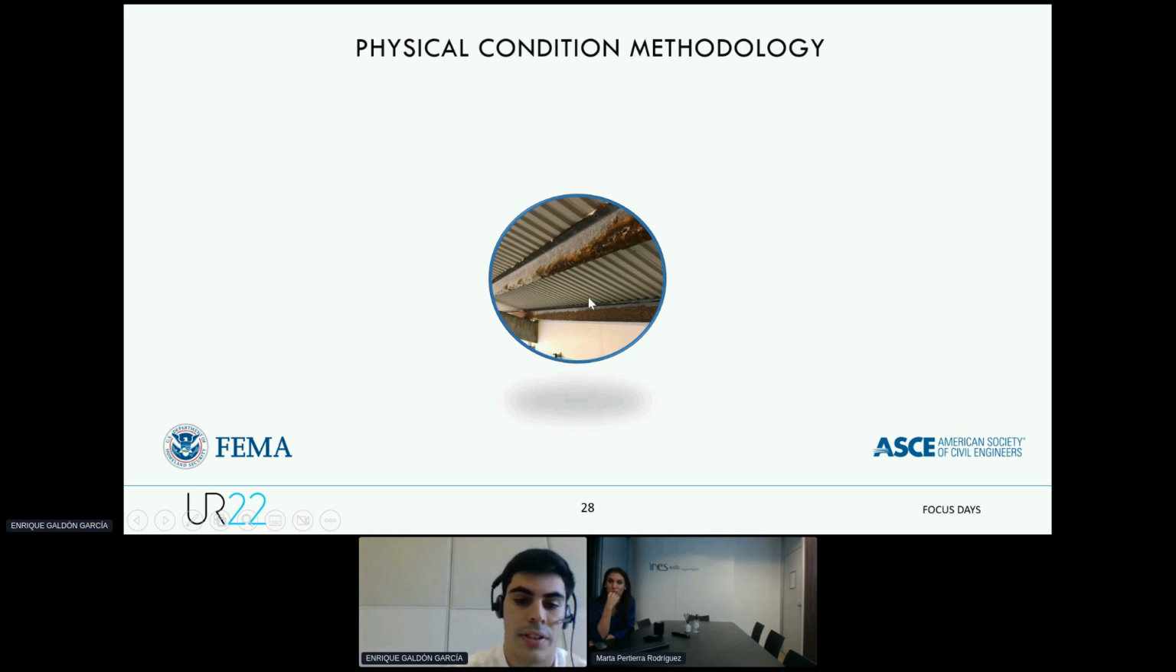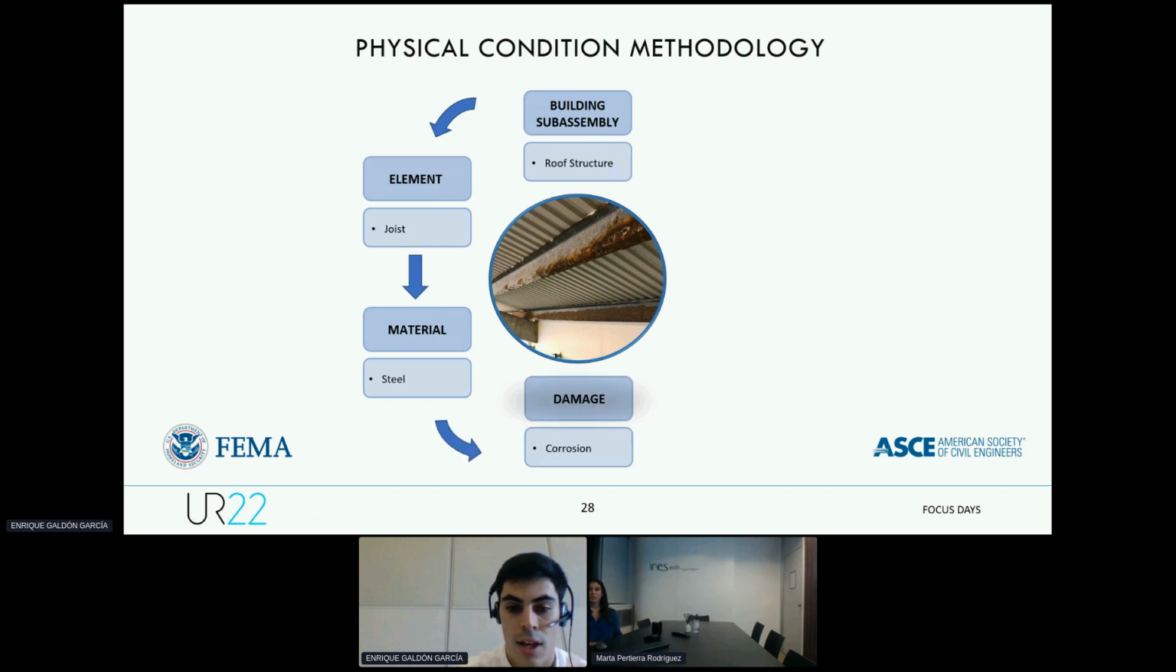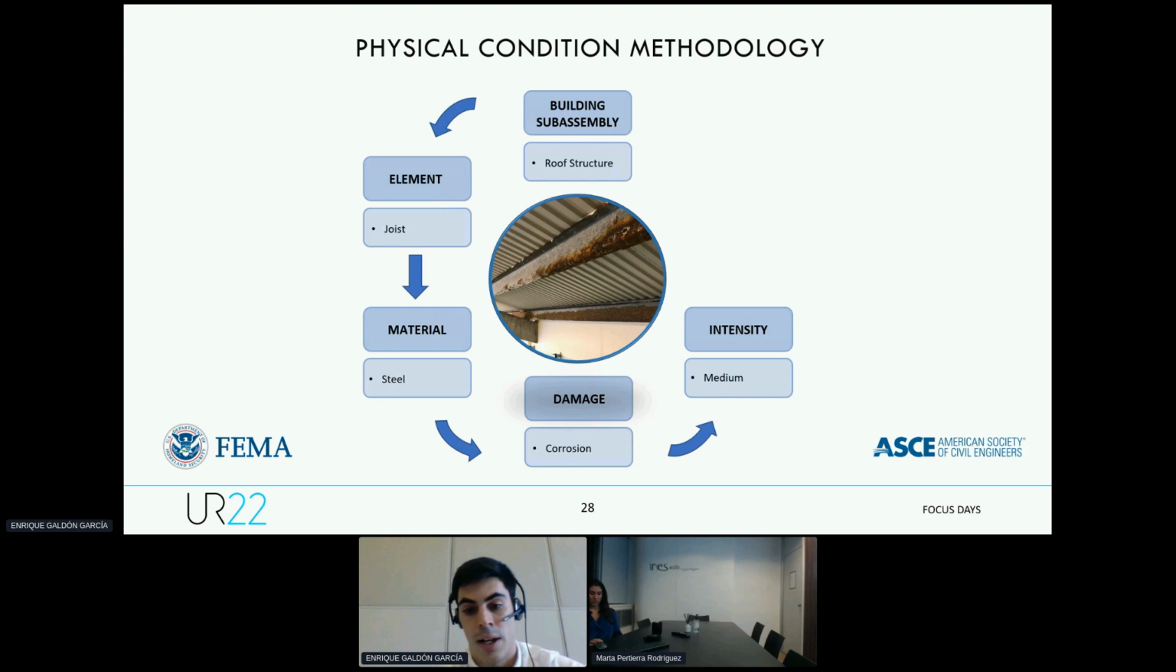Well, once we identify the damage, it's necessary to select what's the building subassembly. So for example, in this case, we are talking about the roof structure. Then it's necessary to select the elements, in this case, joist. Then we select the material, in this case, steel. Then it's necessary to select the damage, so in this case, we're talking about corrosion. Then we select the intensity of that damage, and also we select the extension of that damage.